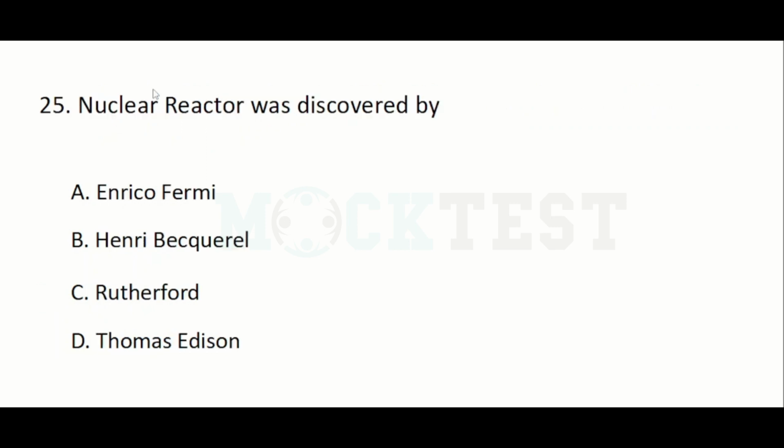Next, nuclear reactor was discovered by option A Enrico Fermi, option B Henri Becquerel, option C Rutherford, option D Thomas Edison. Nuclear reactor was discovered by option A Enrico Fermi.